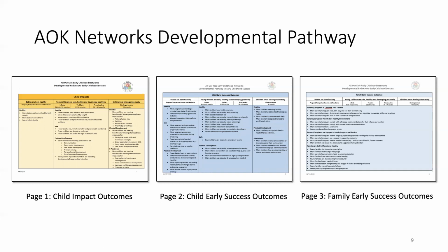On page 2, you'll see that it's still organized by the 3 impact areas, but this contains outcomes that we refer to as early success outcomes, which are just those outcomes for children that usually precede reaching the child impact outcomes. And then in order for children to reach their early success outcomes, we all know how important it is that families are reaching certain outcomes, because that definitely will have an influence. And so page 3 outlines some of those outcomes according to the 4 domains that we saw in the earlier graphic.